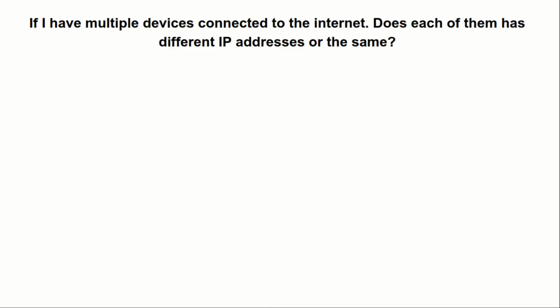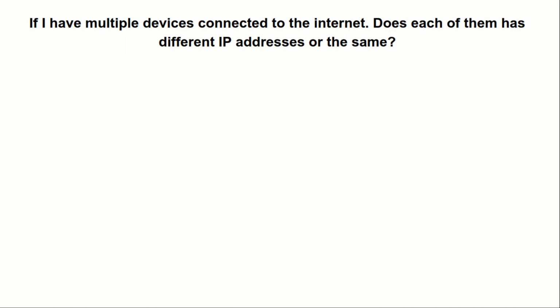So this video will start from a question: if I have multiple devices connected to the internet, does each of them have different IP addresses or the same? Basically, all the devices connected to the internet will have different IP addresses, but these IP addresses will be local, and one IP address will be used as a global address to be identified on the server. Alright, so let's take a look at an example so that I can show you what I'm talking about.